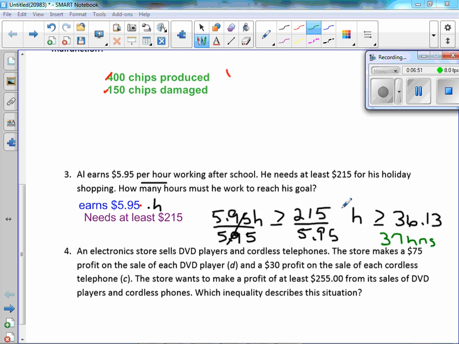So you see here in the calculations, you divide both sides by $5.95. And once you divide it, you will get 36.13. Okay? And if you round it off, you're not going to go 0.13 hours, so you round it up. So he'd have to work at least 37 hours to reach his goal.